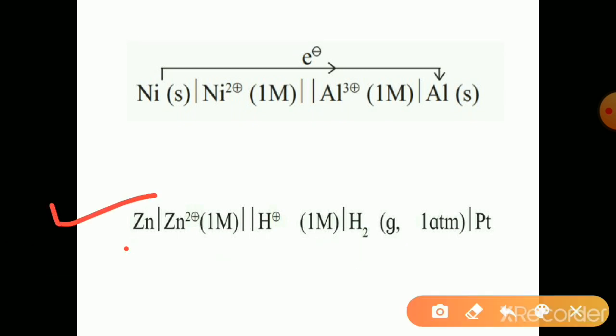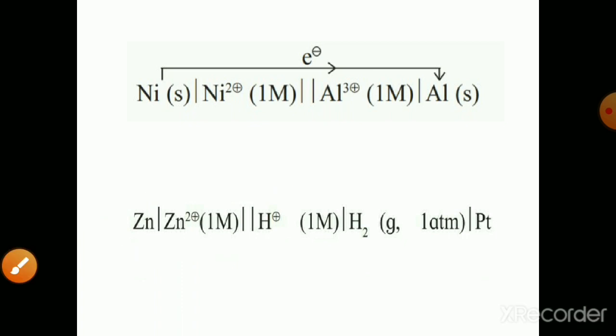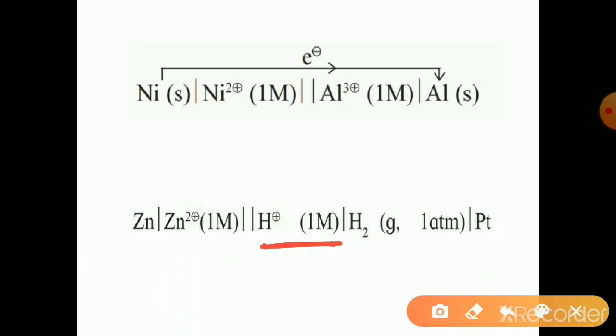So here the zinc electrode is in contact with its ionic solution which has 1 molar concentration, which is shown exactly on the right hand side of that ionic species in the bracket, 1 molar. And hydrogen ions which have the concentration 1 molar are in contact with the hydrogen gas released on the platinum electrode.